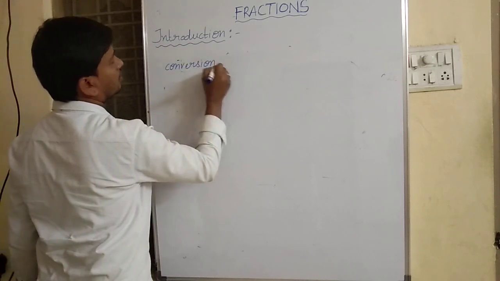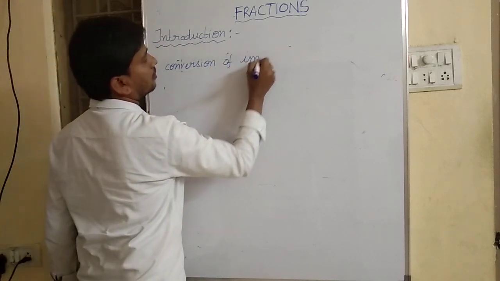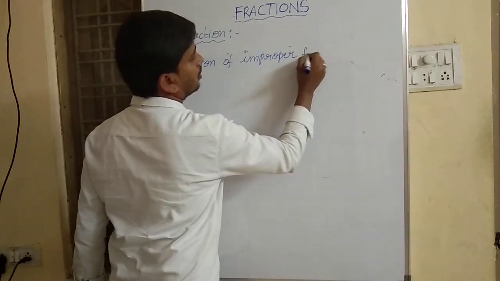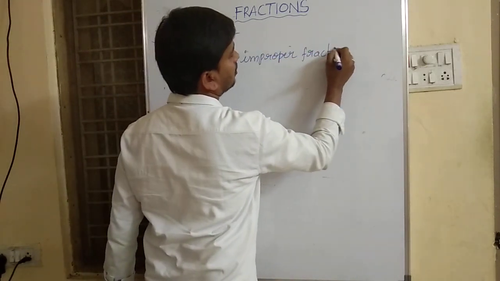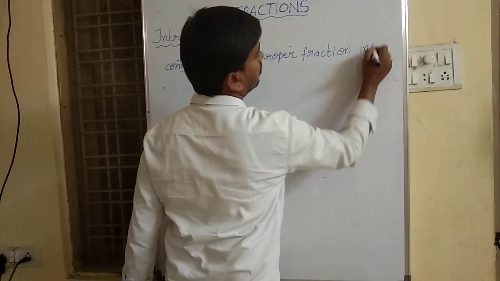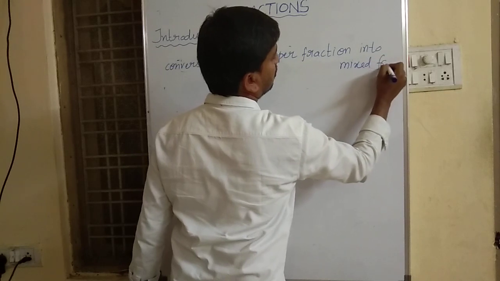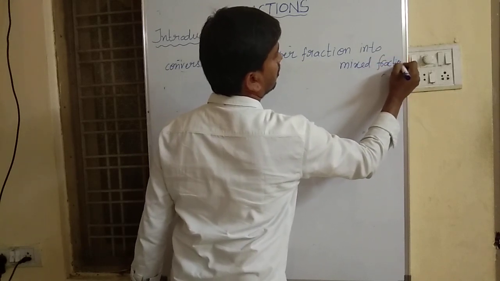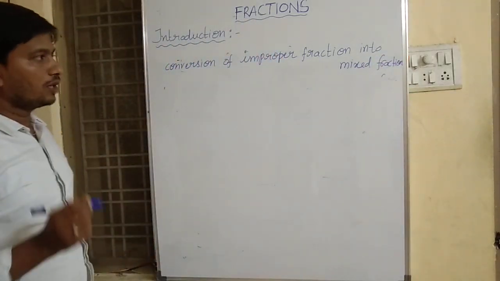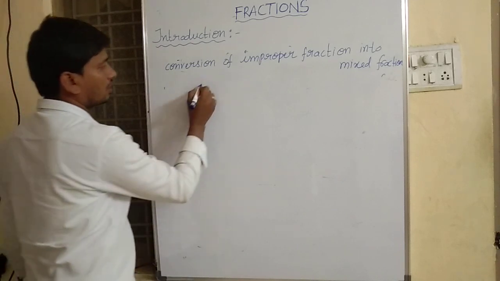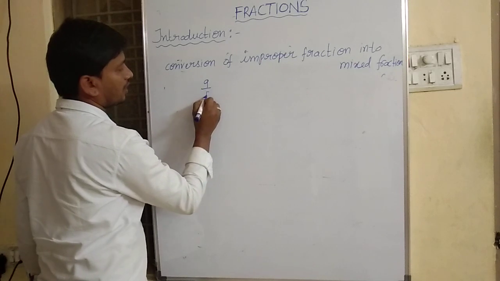Conversion of improper fraction into mixed fraction. How to convert improper fraction into mixed fraction? For example, our improper fraction is 9 by 5.